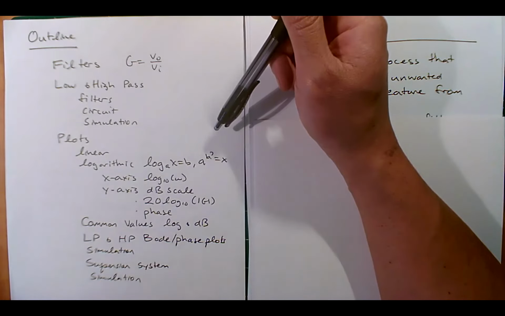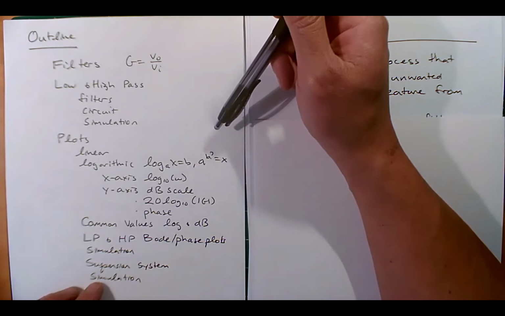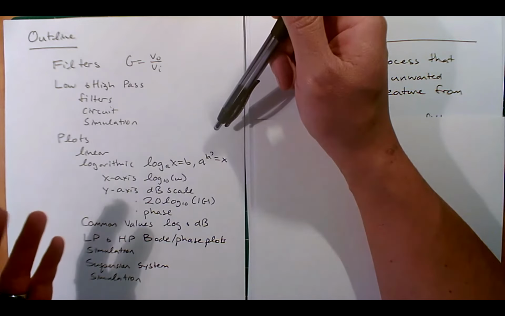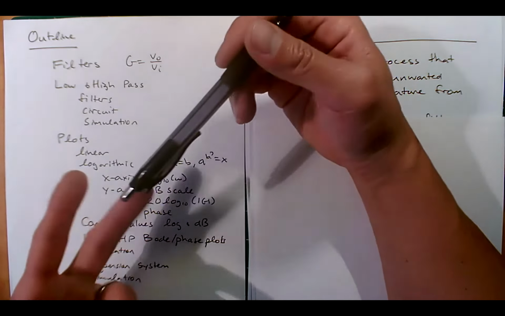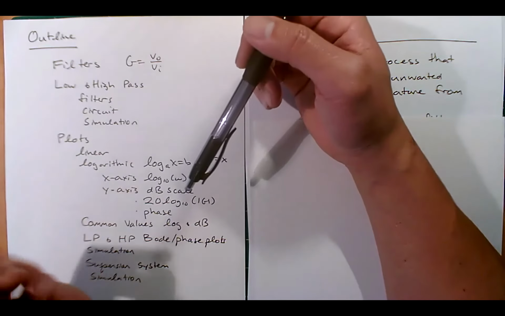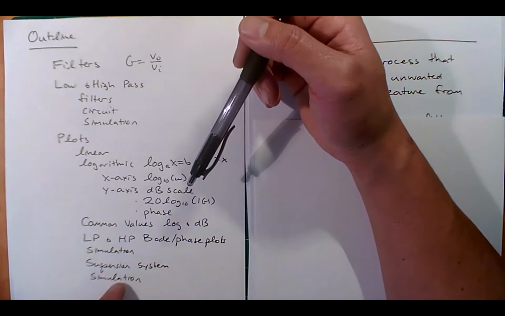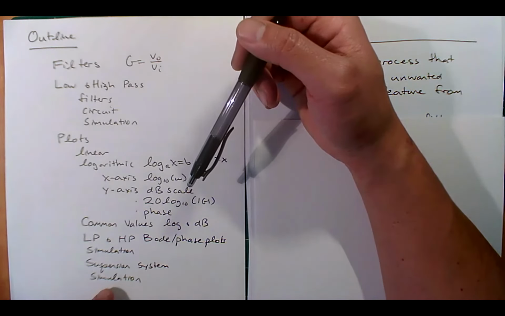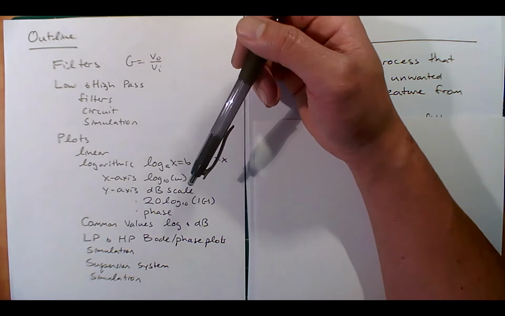And we'll look at some simulations of a low pass and high pass filter and how they relate to the Bode plot. And lastly, just for fun, we'll look at a suspension system, which is actually a second order. So you'll have an inductor and a capacitor in the same circuit, and you get some more complicated response, and we'll see a simulation of that as well.